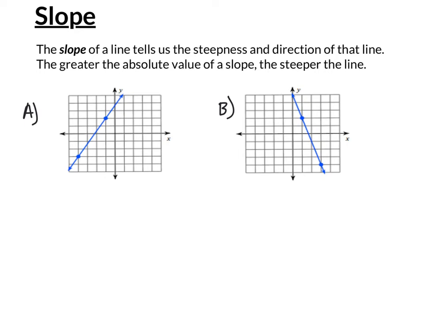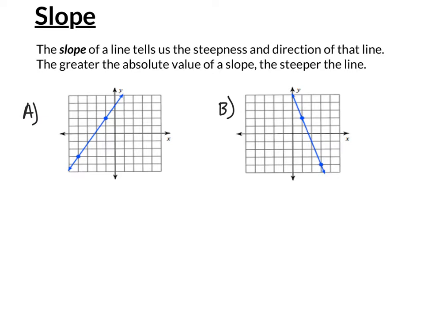Hey everybody. The last couple days in class we've been talking about the rate of change. When we're looking at graphs, the word we use for the rate of change of a graph is called the slope. The slope is the number that tells us how steep a line is. It tells us the steepness and direction of that line. And the greater the absolute value of the slope, the steeper the line is.